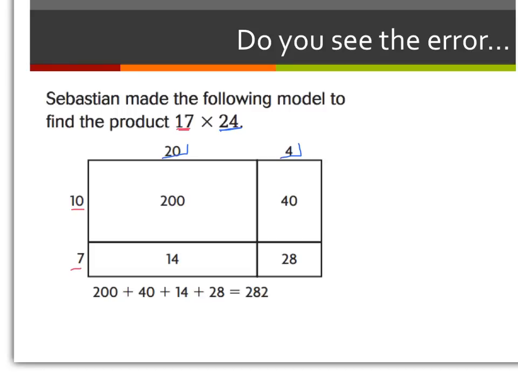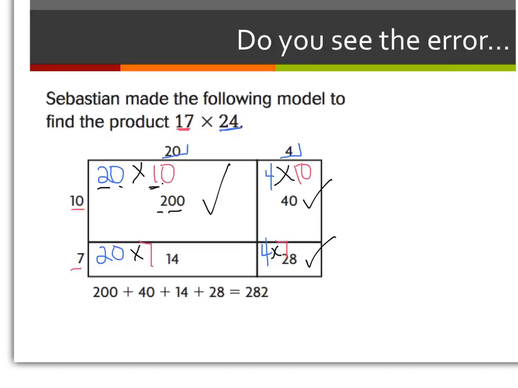Then he would multiply 20 and 4 times 10 and 7. 20 times 10 uses the basic fact of 2 times 1, which is 2, and 2 zeros is 200. I don't see an error in that box. 4 times 10 is 40. I don't see an error there either. 4 times 7 is also 28.